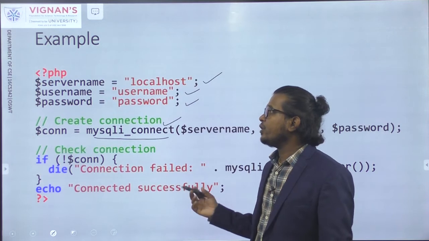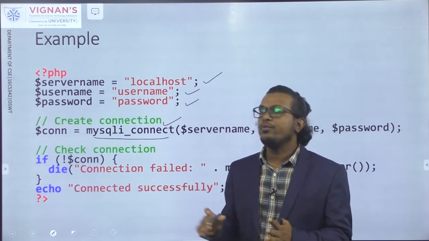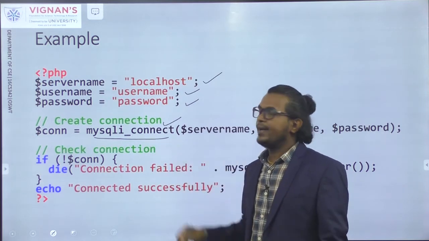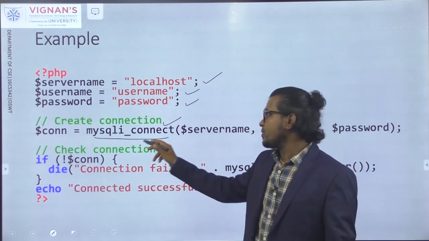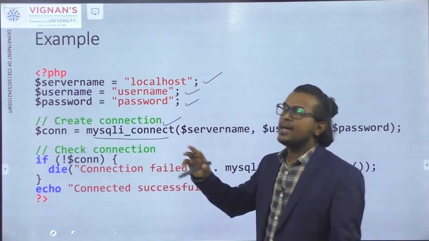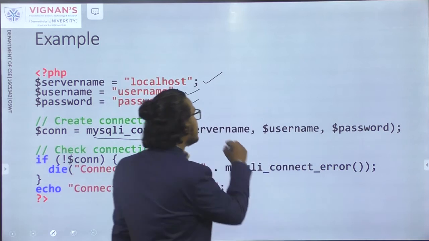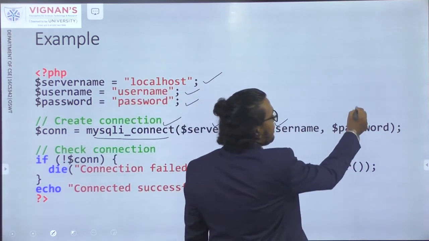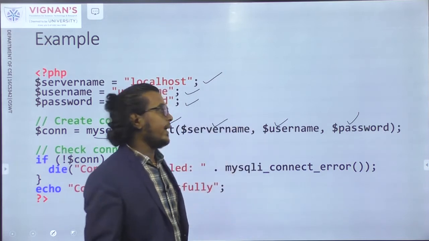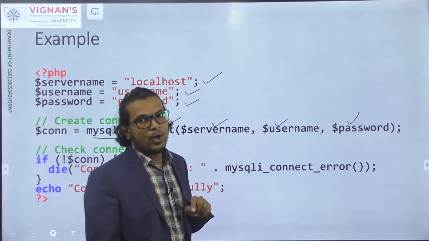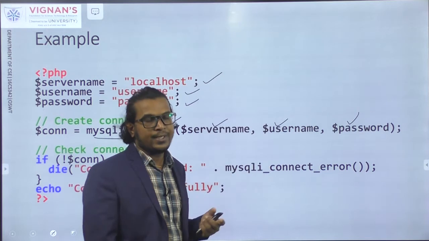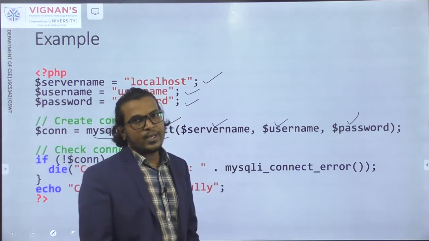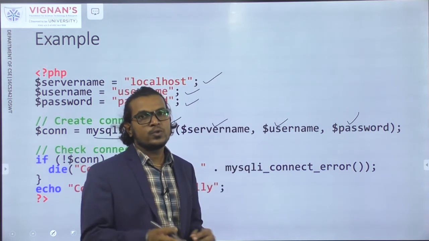So for that, what we have to do further, first we have to create a connection with the help of mysqli_connect. There you have to pass the three parameters. The first one is a server name, the second one is a username, and the third one is a password. The first one is the server address, or we can say the server IP address. The second one is your username. In that particular server, you have the user account, right?